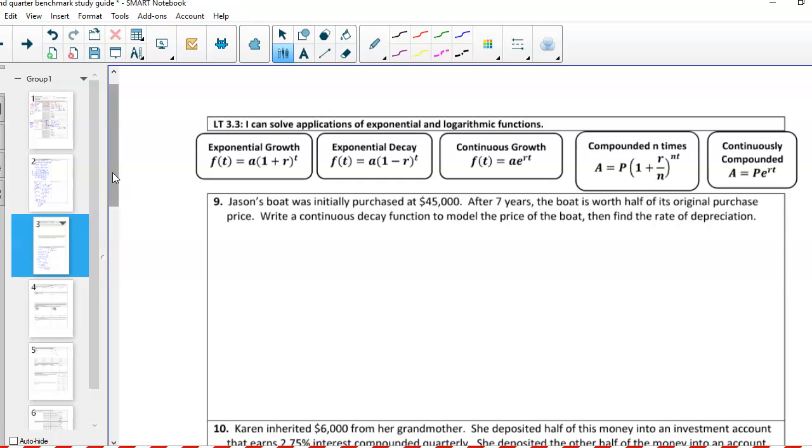All right, for this one, you need to know important words. Initially purchased at this, after 7 years, it was worth half. You're looking for the rate of depreciation, so it's decaying. But Miss Thorpe, on the test, is it just going to say the rate continues to decay? Because I feel like it didn't say that. You had to figure it out. Yeah, you would probably have to figure it out. Since it was going down by half, it was decaying. So how do you know the difference between exponential and continuous? It would say continuous.